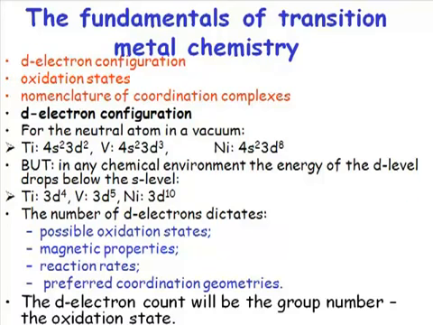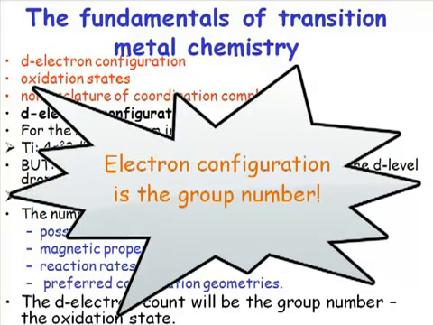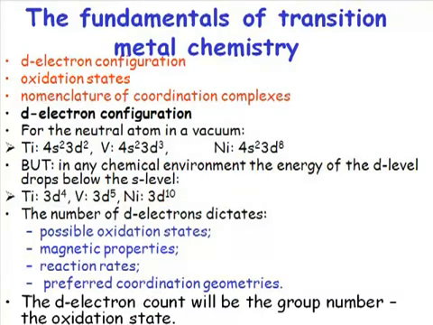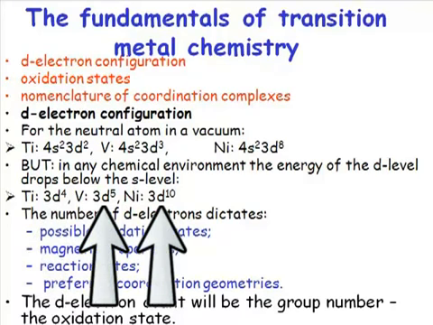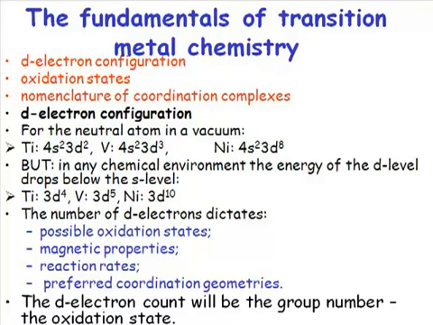It's really useful because it means that the electron configuration is reduced to simply the group number. So if you want to know how many d electrons your atom has in a chemical environment, then you simply take the group number. So in a chemical environment, the titanium atom will become 3d4 because titanium is in group 4, vanadium is in group 5, nickel is in group 10. And so when you're talking about transition metal ions, if I'm talking about a titanium 3 ion, titanium in oxidation state plus 3, how many d electrons will that species have?